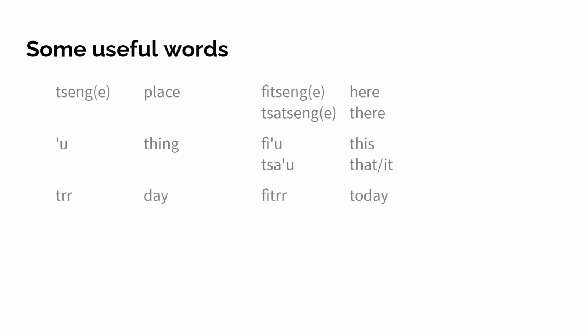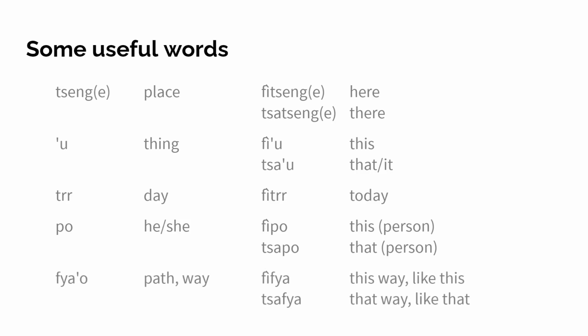Hrrap means day. So fe hrrap, this day, means today. Po means he or she. So fìpo is this person and tsapo is that person. And lastly, fì'ä is a path or way of doing something. So fìfya is like this way, like this. And tsafya is that way, like that.